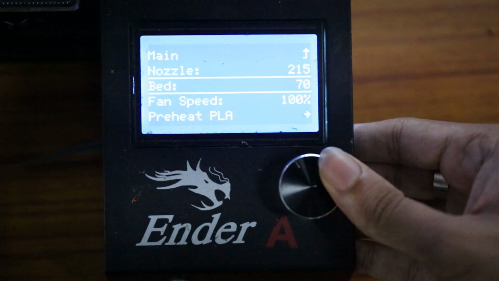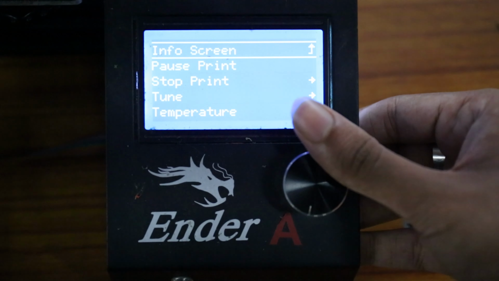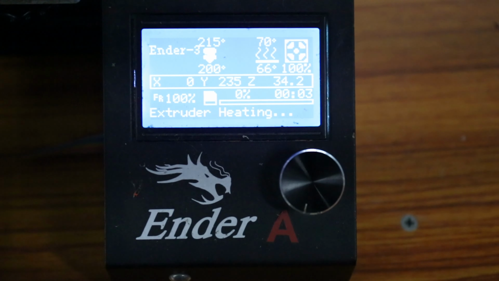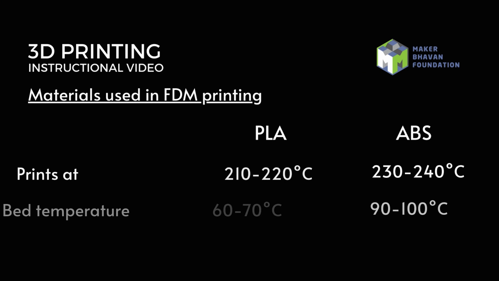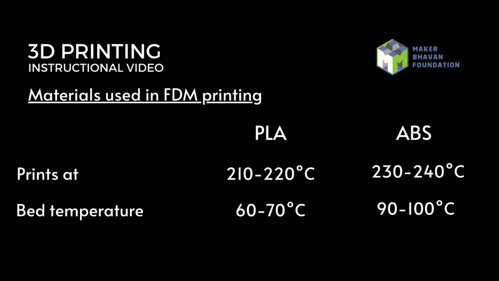When it comes to printing with these materials, it's important to choose the right bed and nozzle temperature. For example, the PLA prints at around 210 to 220 degrees Celsius with a bed temperature of 60 to 70 degrees Celsius, while the ABS prints at around 230 to 240 degrees Celsius with a bed temperature of 90 to 100 degrees Celsius.